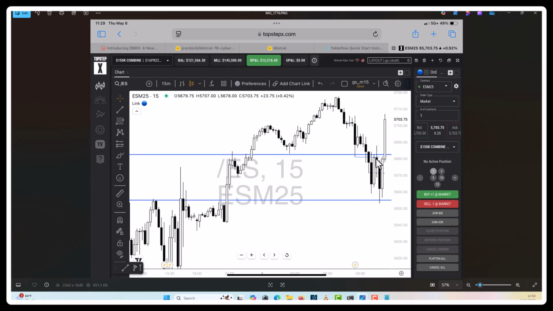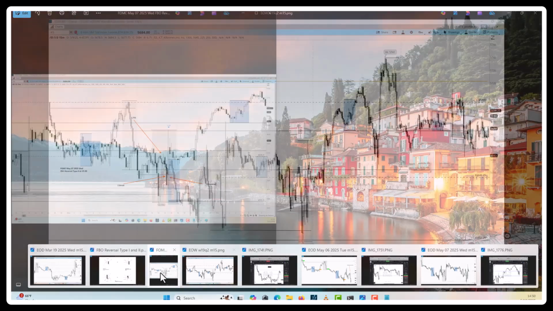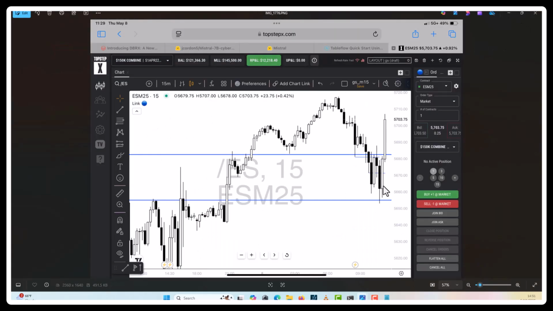You see right there? Test from above, right? Break and reverse. That is the type 2 right here. See that? Test from above, break and reverse. That's type 2, and it happened right here. In this case, you can see this retracement. It depends how you look, right? Is it the first leg up, retracement, or you can say it's a reversal right here also. But it's a beautiful setup. You can see that. Test from above, break and reverse.